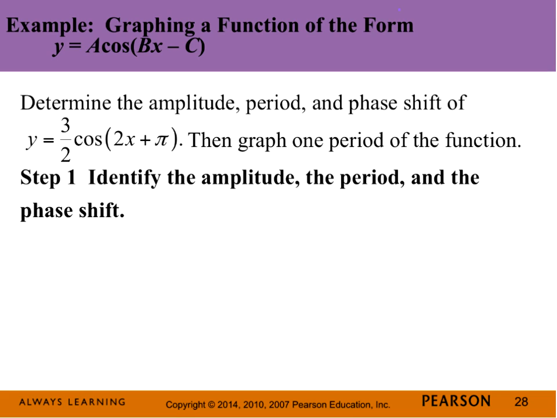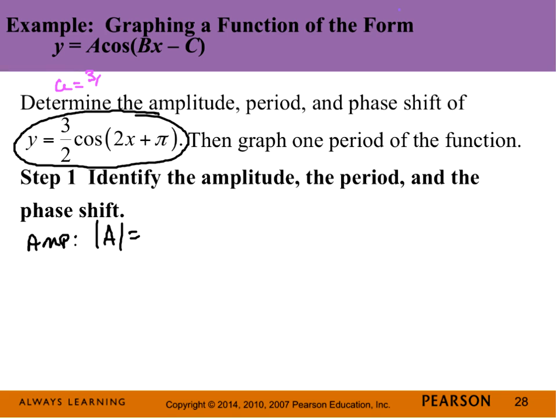Okay. So we are being asked to graph 3/2 times the cosine of 2x plus pi. First thing we need to do is identify amplitude, period, and the phase shift. The amplitude is given by the absolute value of A. Let me identify my A, B, and my C real quick. My A is 3/2, my B is 2, and my C is pi. Okay, so this is the absolute value of 3/2, which is just 3/2.